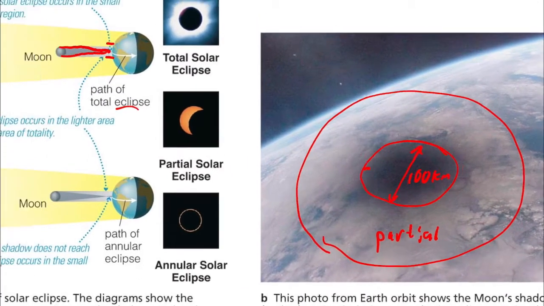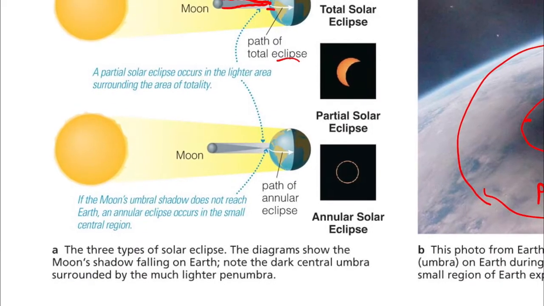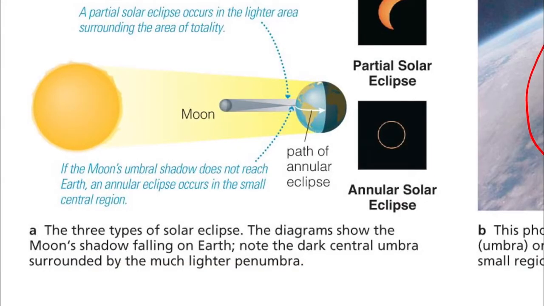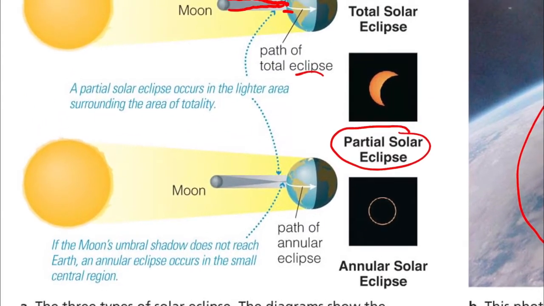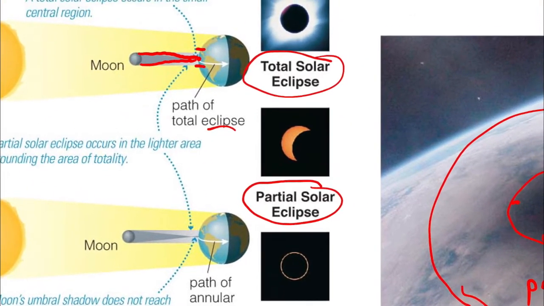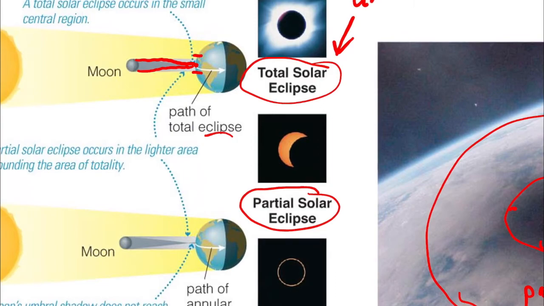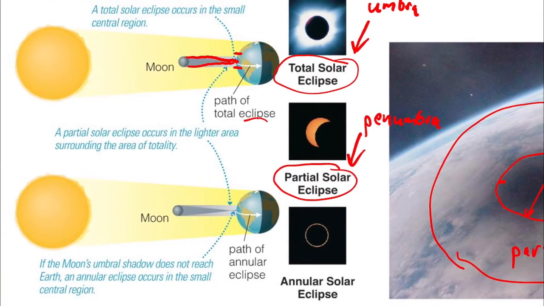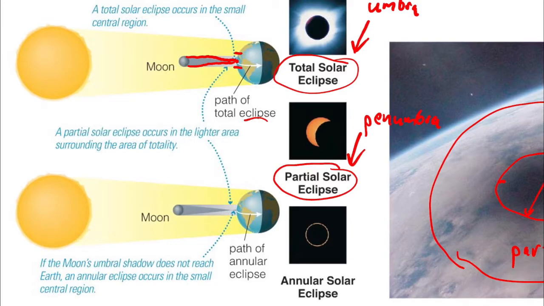So if you're in the penumbra, you get the partial solar eclipse. Total if you're in the umbra, partial in the penumbra. Umbra, penumbra. Same terms we use for the lunar eclipse because it's the same idea. Much fewer people see either type. You have to be in the right place of the world at the right time.